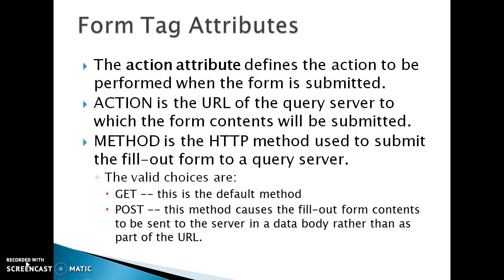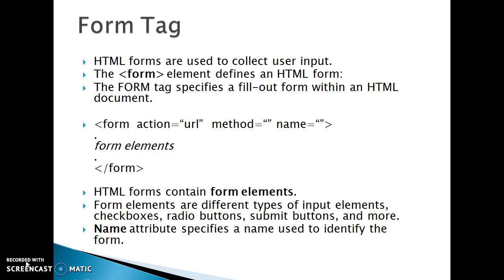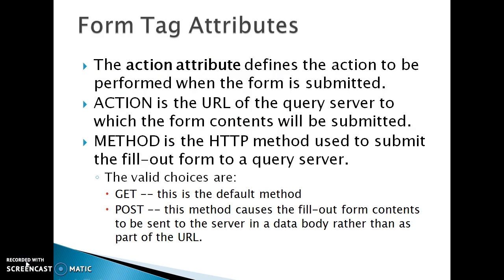Form tag attributes. Within form tag, we specify two important form attributes, action and the method attributes. The action attribute defines the action to be performed when the form is submitted. Action is the URL of the query server to which the form content will be submitted. That is, when we submit the data, where it has to go will be specified by the action attribute.